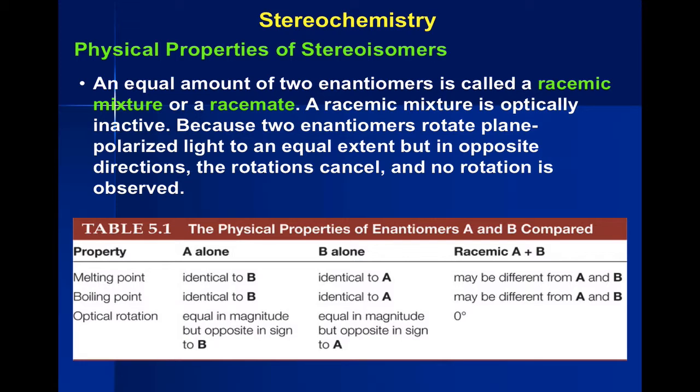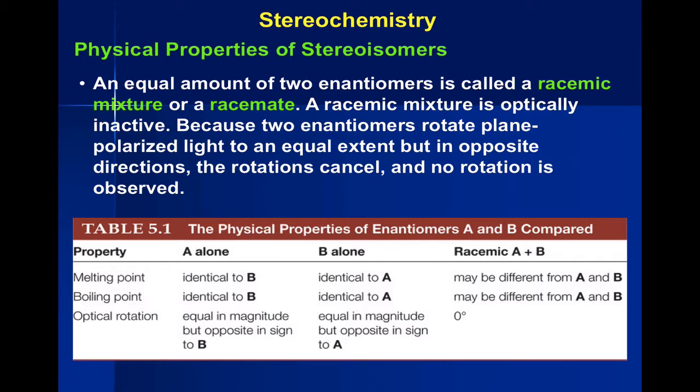One enantiomer, right, treated morning sickness. The other enantiomer caused severe birth defects. Okay, so it was a problem to give racemates. A racemic mixture is said to be optically inactive. That is, it doesn't rotate the plane of polarized light. And we'll talk a little bit about that in just a moment.